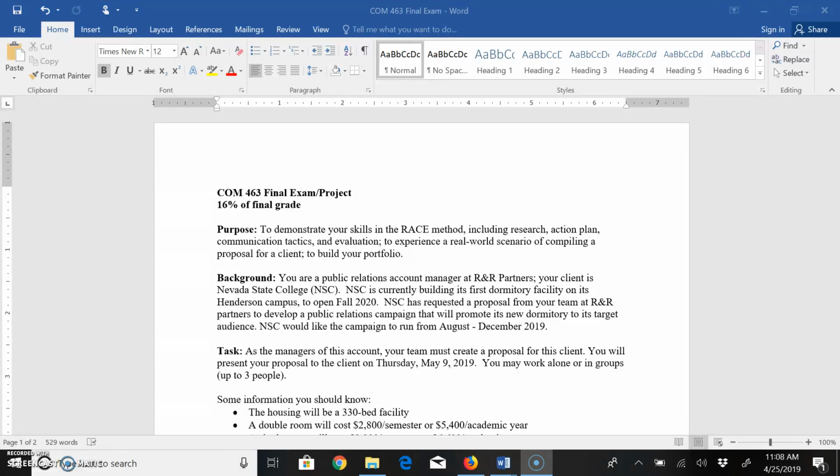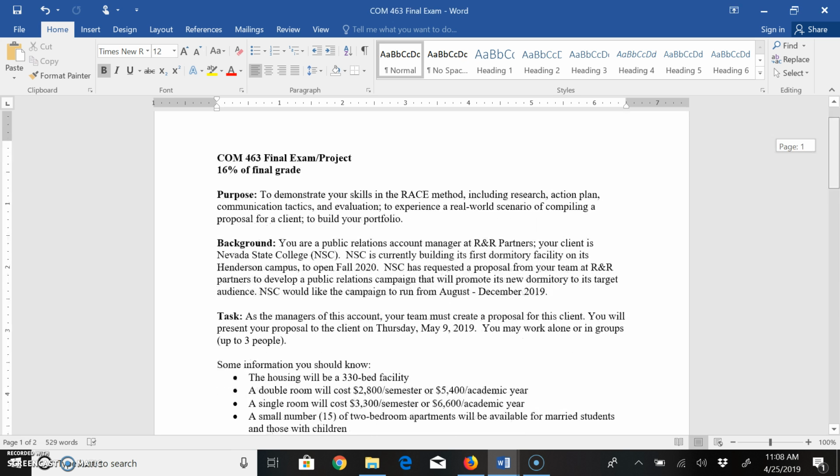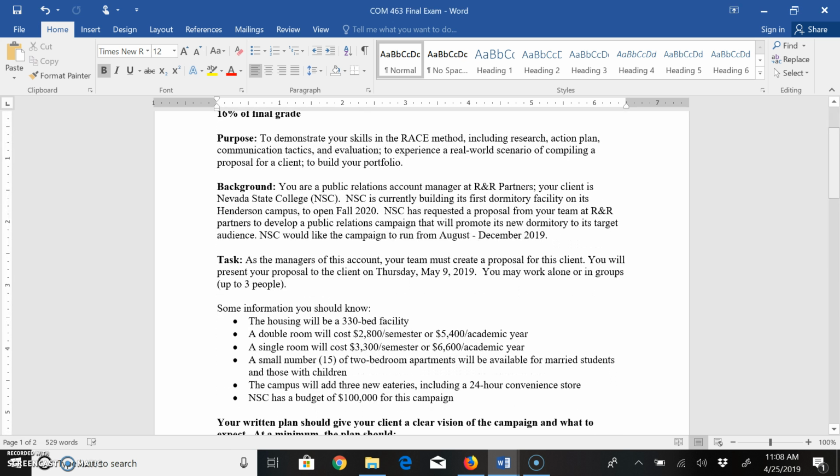So here's some information you should know as you do your proposal. The housing is going to be a 330-bed facility. A double room will cost $2,800 a semester, $5,400 for the academic year. And you can read the cost of the single room. A small number of 2-bedroom apartments will be available for married students and those with children. The campus is going to add 3 new eateries, including a 24-hour convenience store, and NSC has a budget of $100,000 for this campaign, okay?